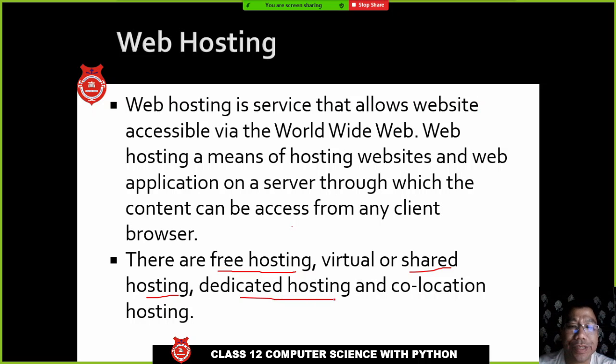And there is dedicated hosting where you will be given a computer for yourself only. No other website will be hosted on that computer, but you have to know how to manage and maintain the dedicated server. And co-location hosting is also possible. Co-location hosting means there will be many servers, and you will be hosting your website on many servers. So if a visitor from India is visiting your website, the server from Mumbai will be serving that visitor. But if a visitor from USA is visiting your website, the server from USA will be serving that visitor. So the speed will be faster, but the cost will be the highest.